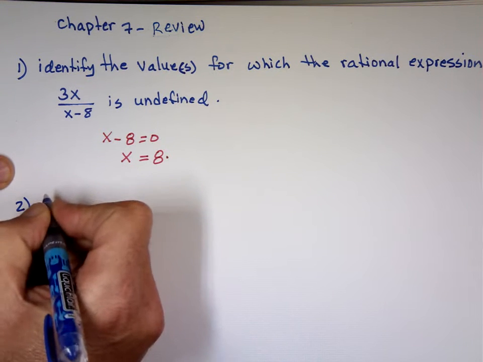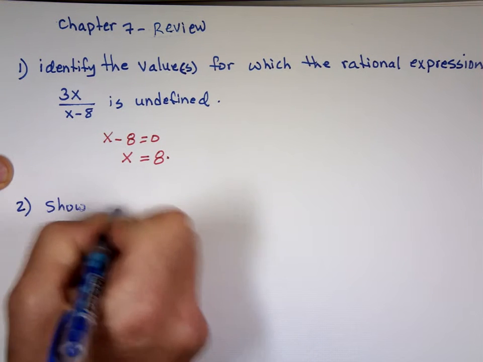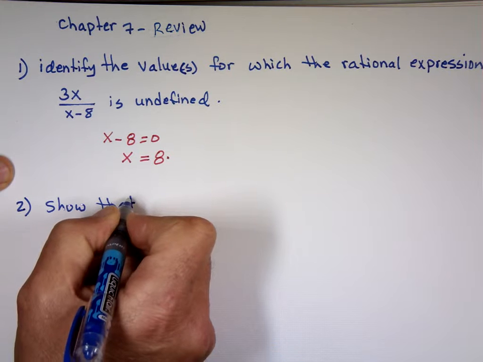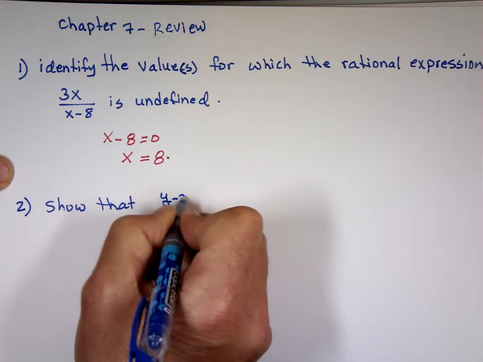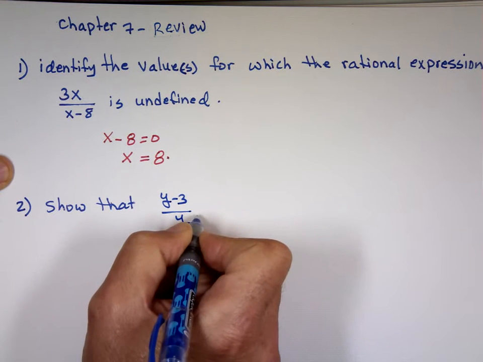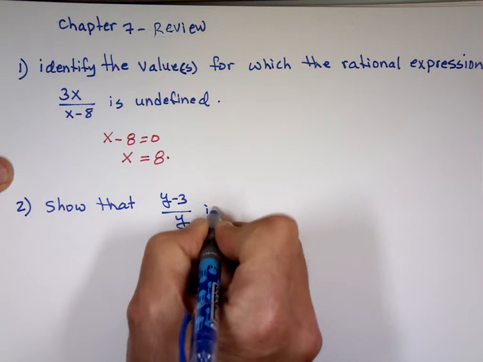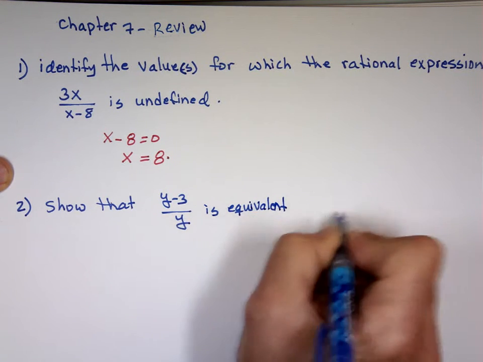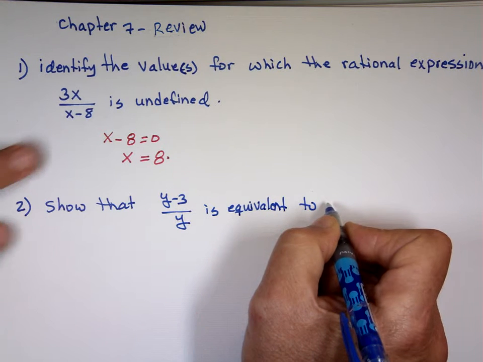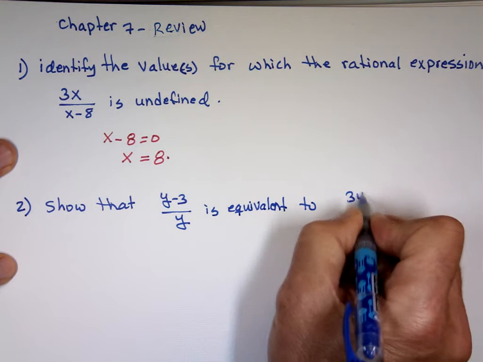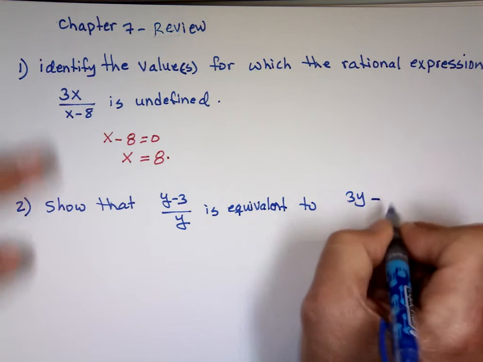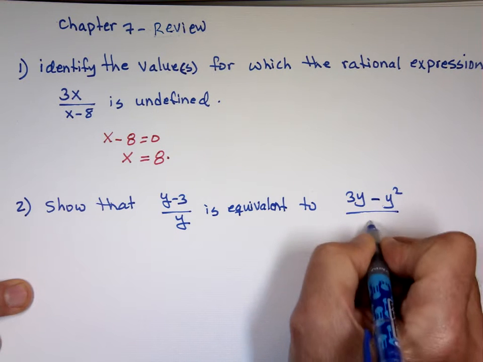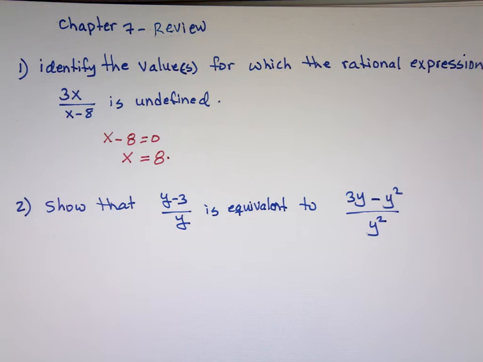Question number 2. Show that y minus 3 over y is equivalent to 3y minus y squared over y squared. Show me that this is equal to that.